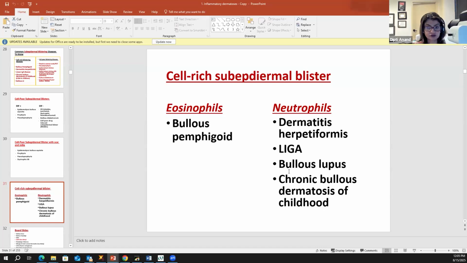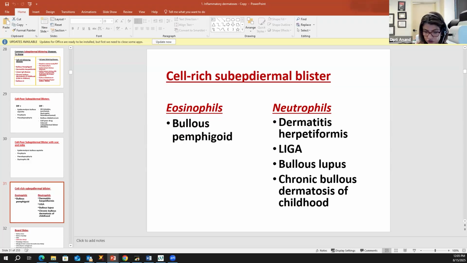Bullous lupus is very different from the classic lupus, which we talked about in your interface diseases. That has a completely different histology as compared to the bullous lupus you're seeing here. The bullous lupus here has no interface change. It really looks indistinguishable from linear IgA disease, and we'll talk about that.